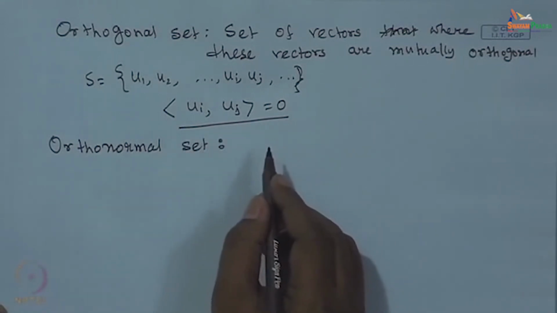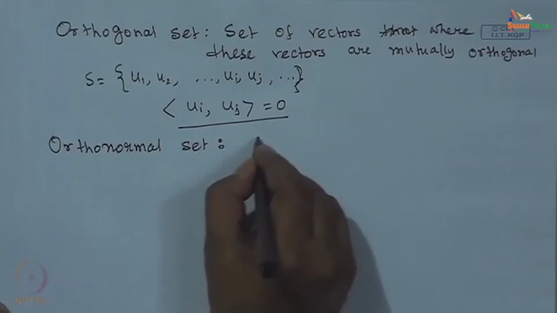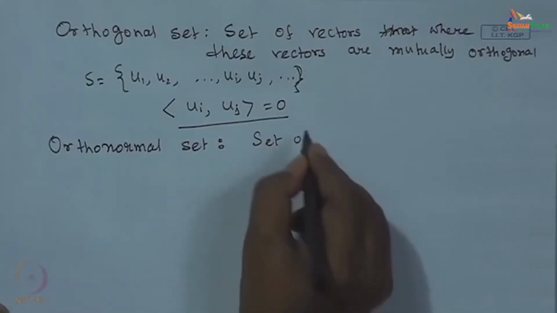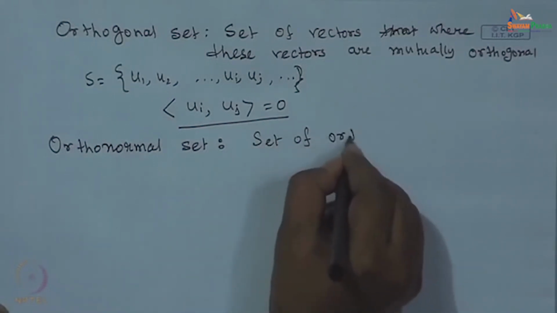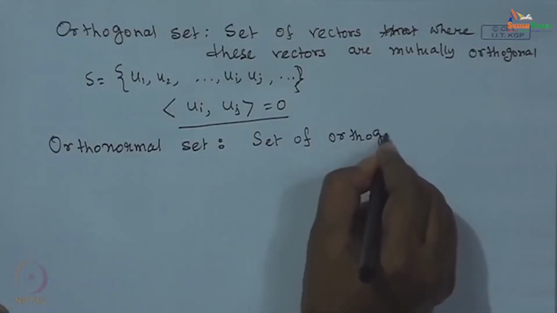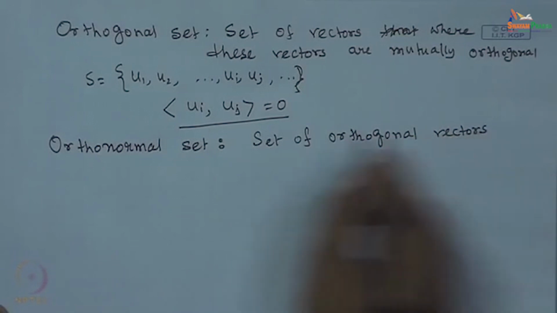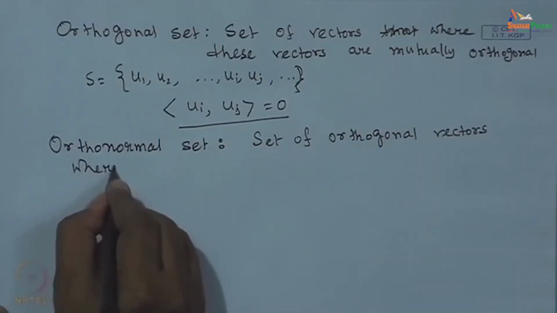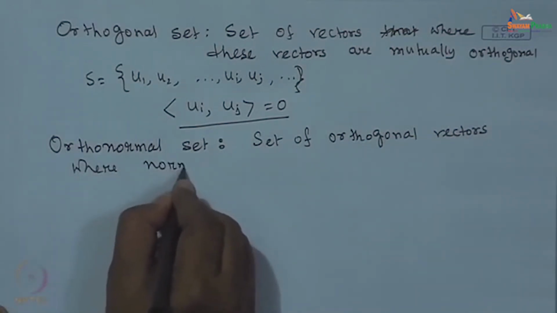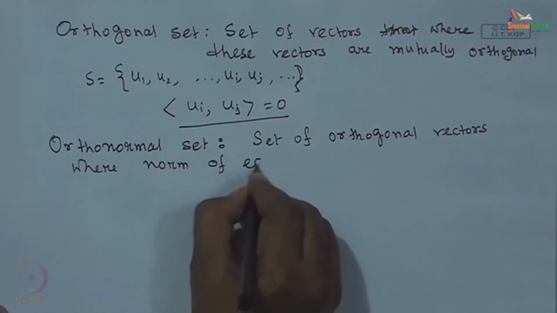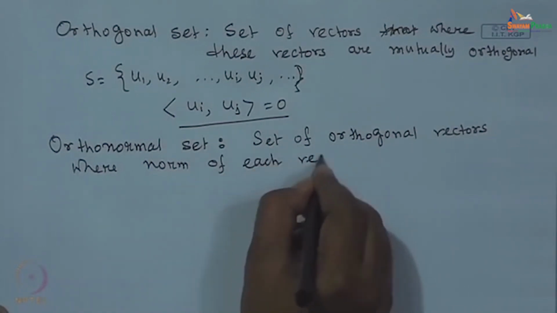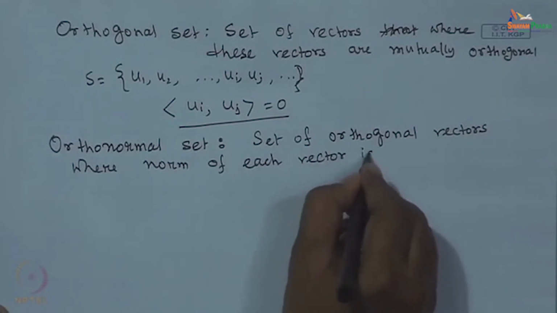Again, in this case, this is a set of orthogonal vectors where the norm of each vector is unity.